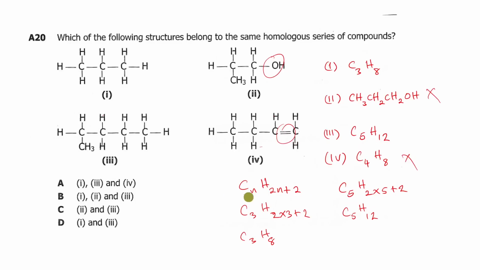So they belong to the same homologous series, which is alkanes. So they are using the same. So if the same, which of the following structures belong to the same homologous series of compounds? It is actually 1 and 3. So 1 and 3D.